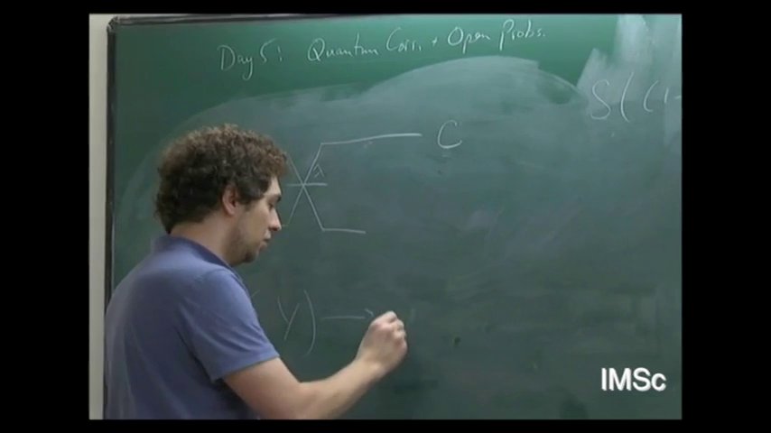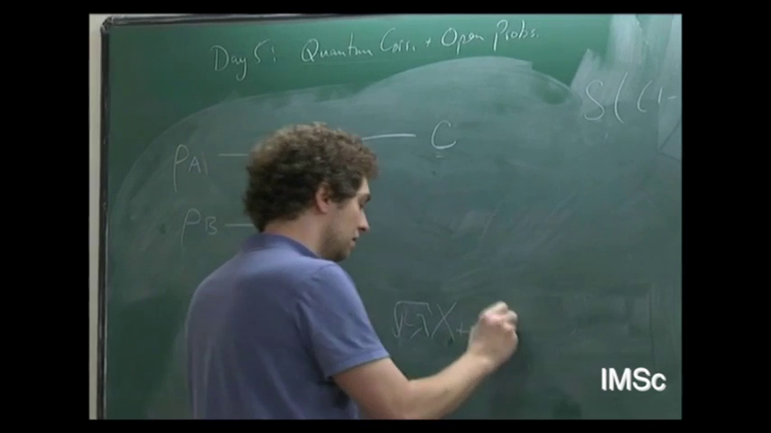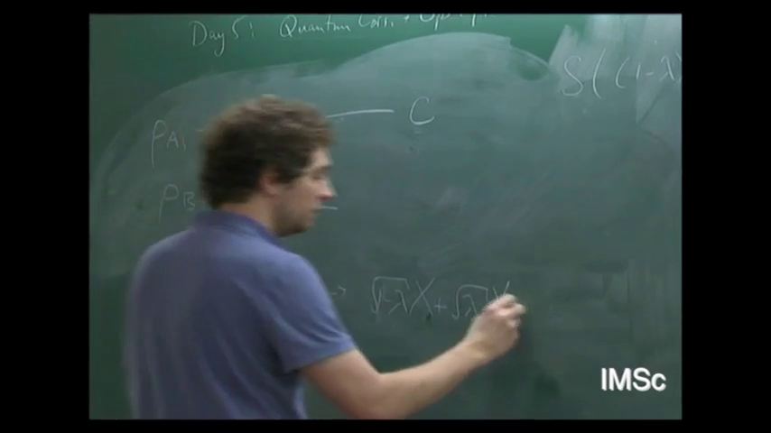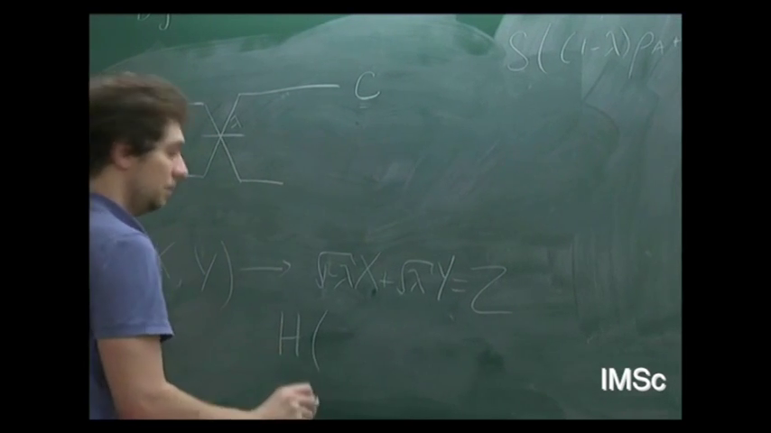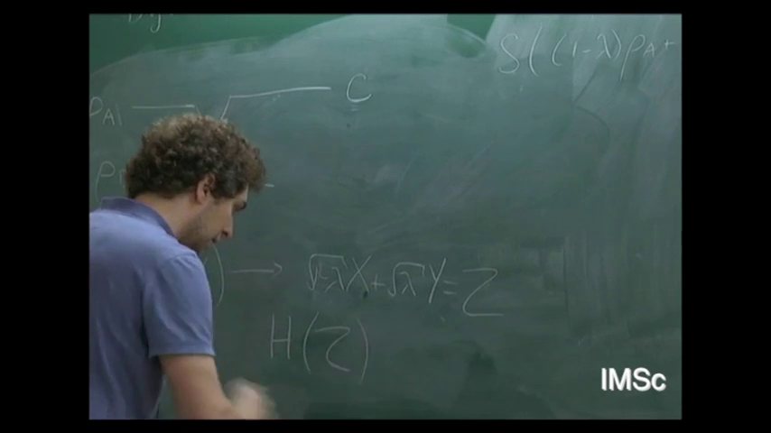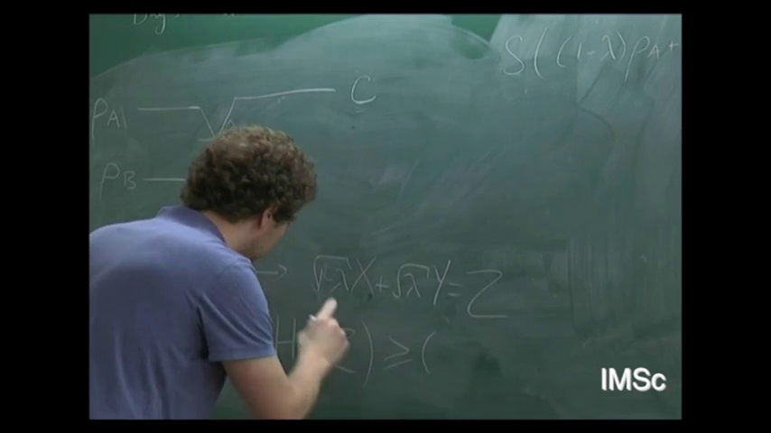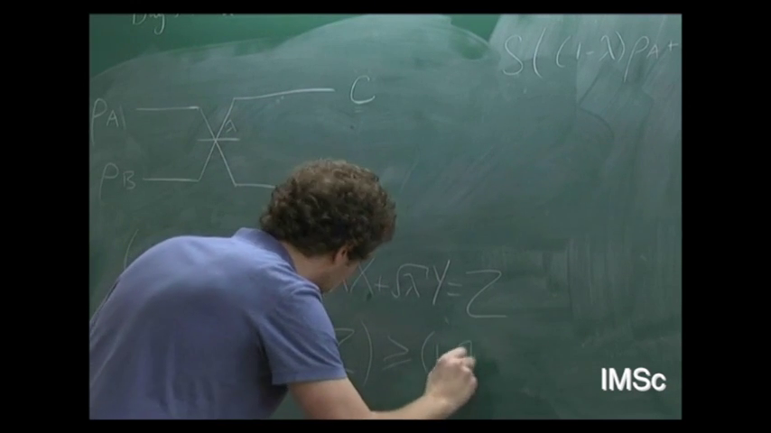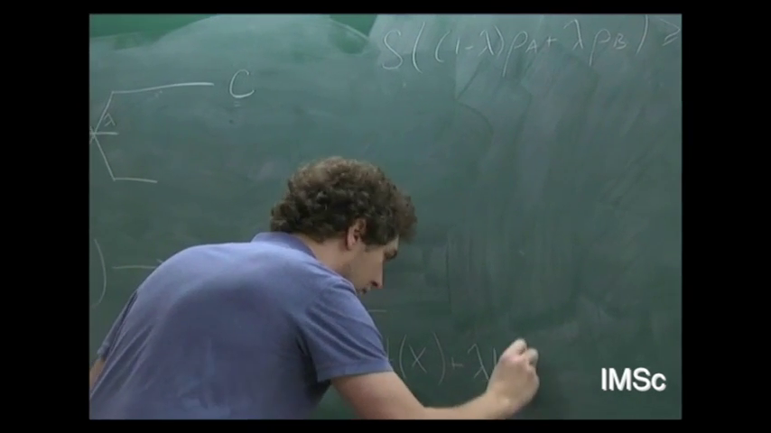So there's a classical result about classical random variables that tells me when I do something similar, namely if I take X and Y, and I map them to square root of 1 minus lambda X plus square root of lambda Y, and I call that Z, the entropy of Z is bigger than or equal to the corresponding average of the entropy of X and the entropy of Y.